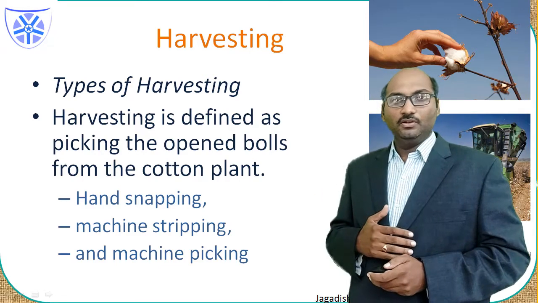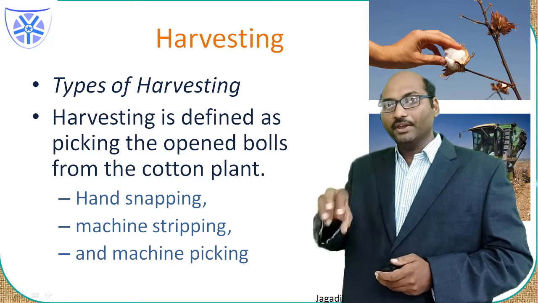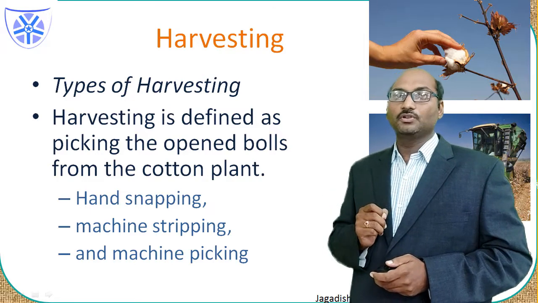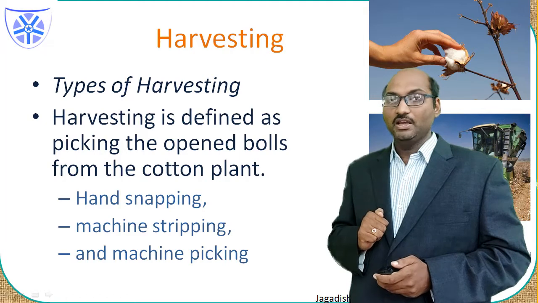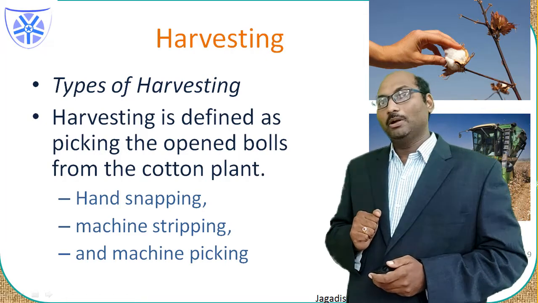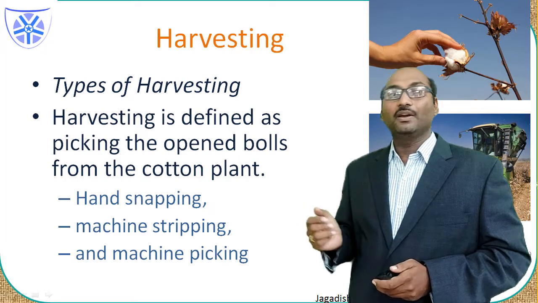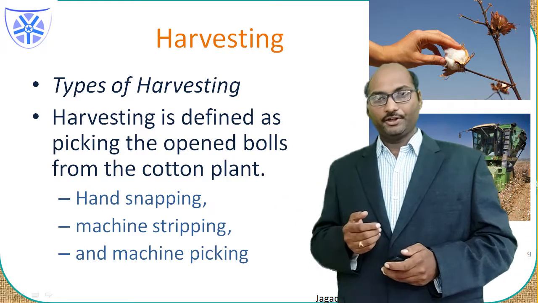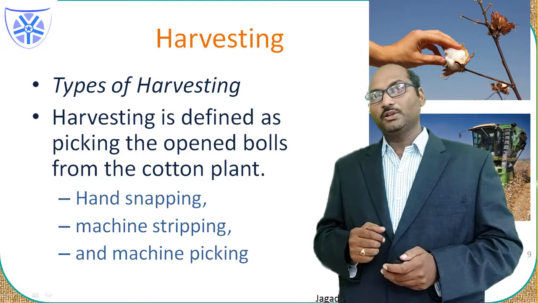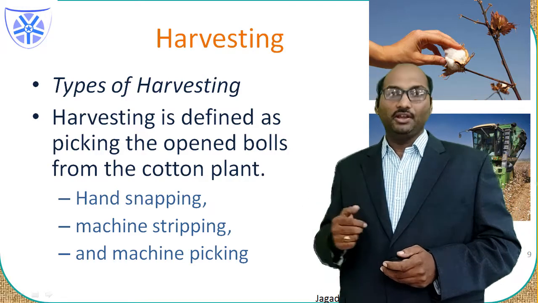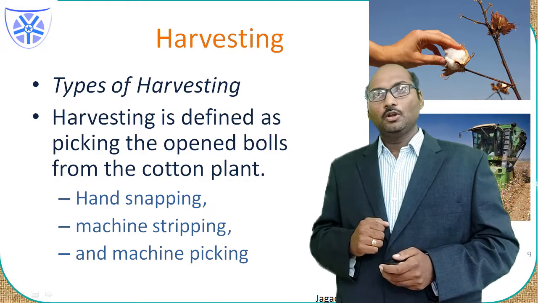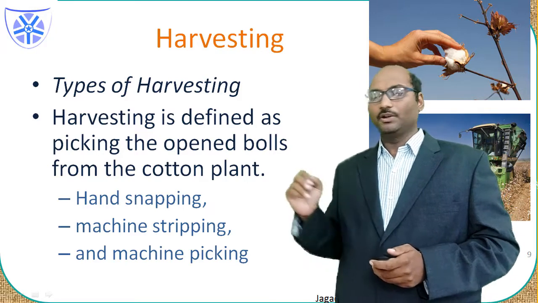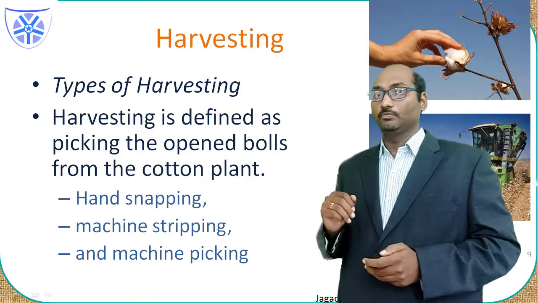Manual picking means basically we will pick only the fully ripened cotton, such that good quality fibers are achieved. Okay, but it involves a lot of money. Why? Because we need to give wages to too many operators. So that's why machine stripping and machine picking came into the picture. Both are similar, machine picking and stripping. We will see what the difference is.